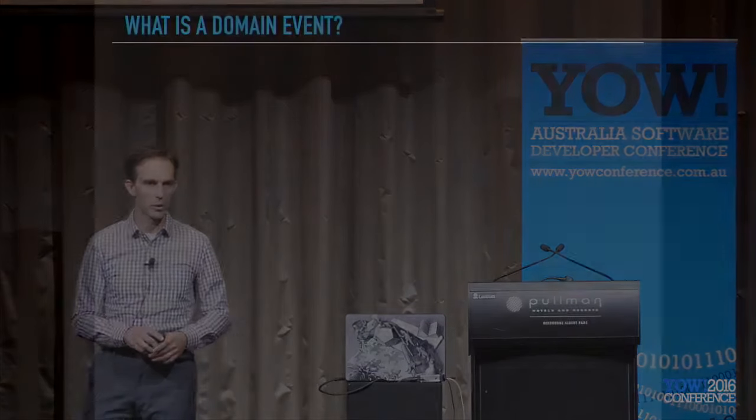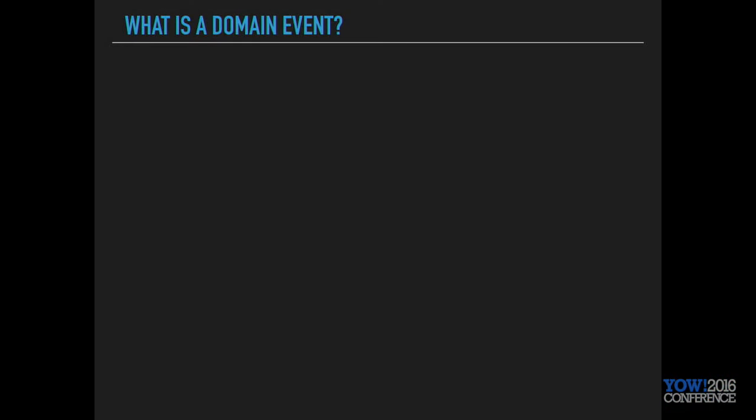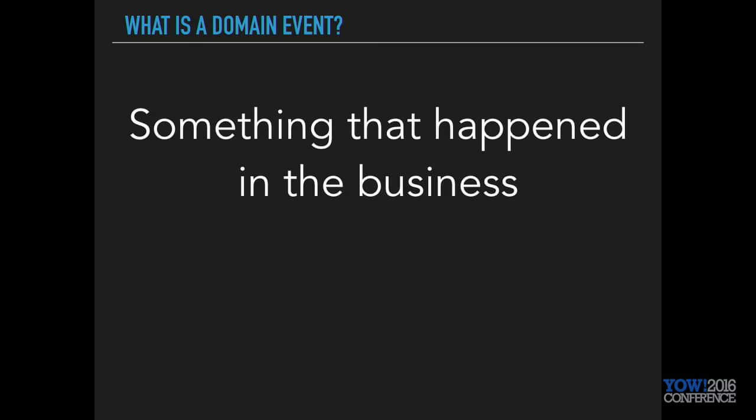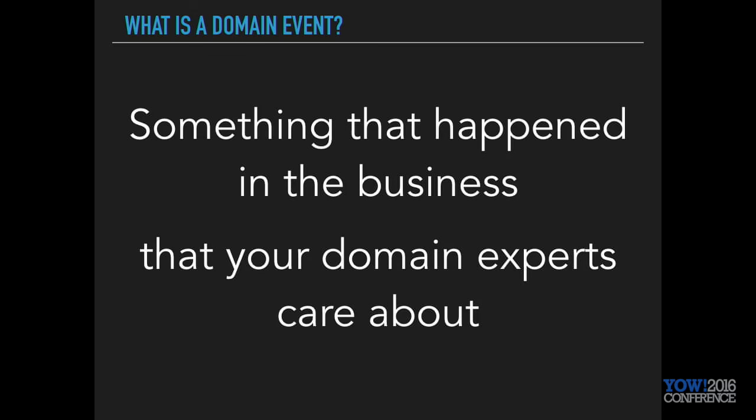They're actually things that the business experts care about, what we would call the domain experts. So the people on the business side are saying what kinds of things they might care about. So let's look at some examples of what we mean by a domain event. So we said, something that happened in the business that domain experts care about. That's what we're talking about when we talk about domain events.